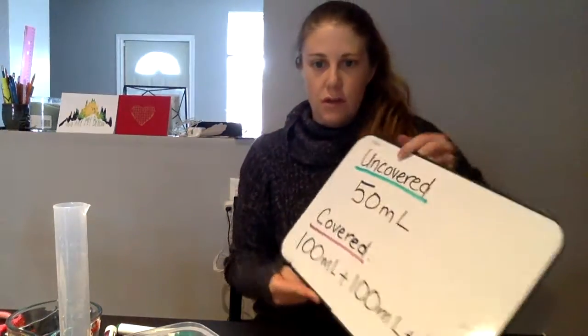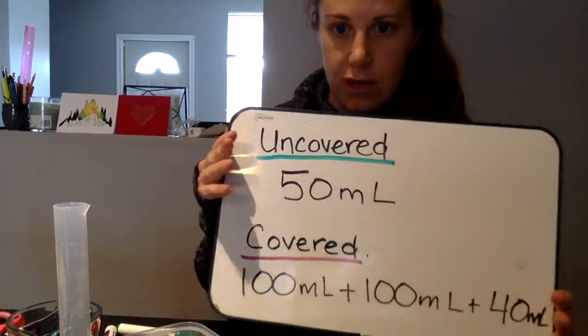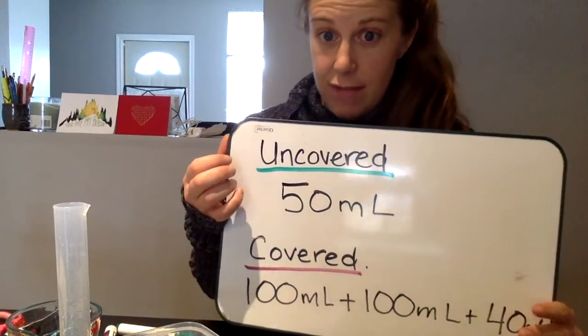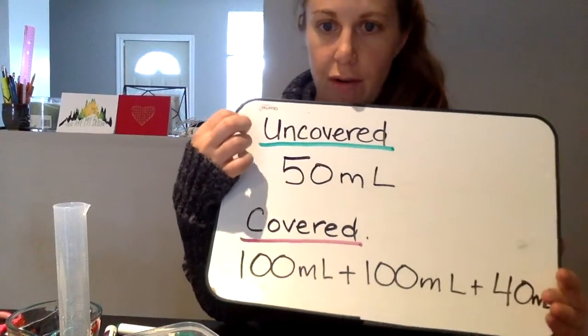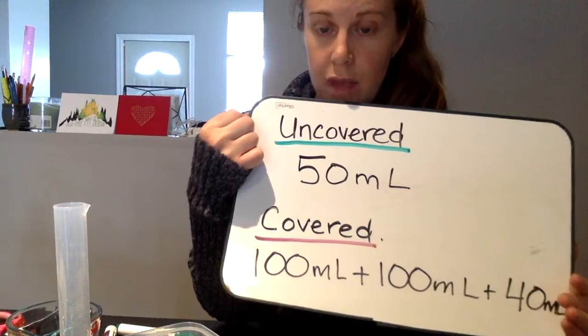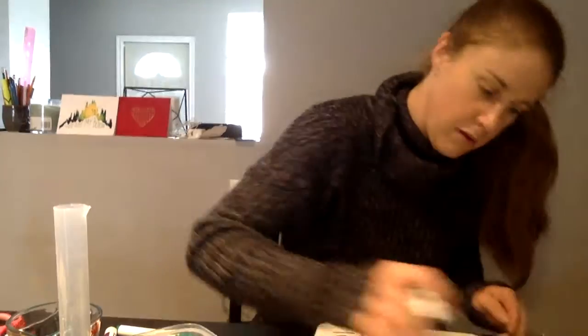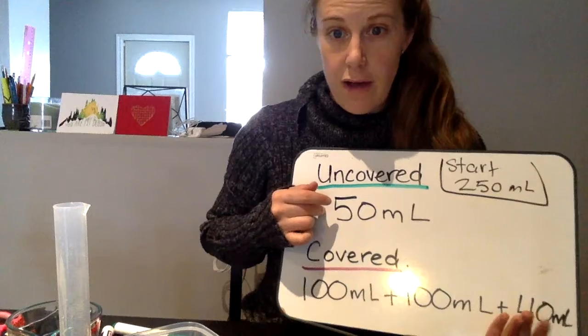Okay, so here are our results from this week. Now, I'm wondering if you can help me figure out a few things this week. First of all, for our uncovered container, we already know how much water was left in that one. We don't have to do any math. There's 50 milliliters. So I'm wondering if you can figure out how much water has evaporated. Now remember, we started with 250 milliliters in both containers. I'll write that at the top. Okay, we started with 250 milliliters and there's 50 milliliters left.